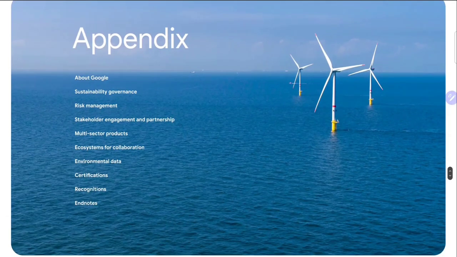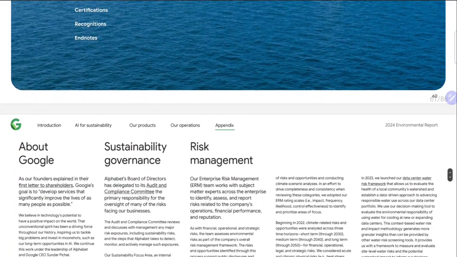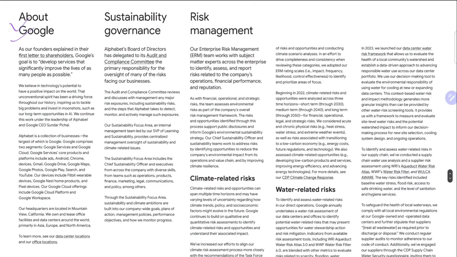Then finally it comes to the appendix side, what is the information highlighted here. So talking about company, then sustainability governance, risk management practices, stakeholder engagement and partnerships. So we'll see here what is covered. This is about company CEO Sundar Pichai and other details related to the products and service lines of the company. Then sustainability governance, what is the governance structure, board of directors, and there is an audit and compliance committee which is also supporting the sustainability.